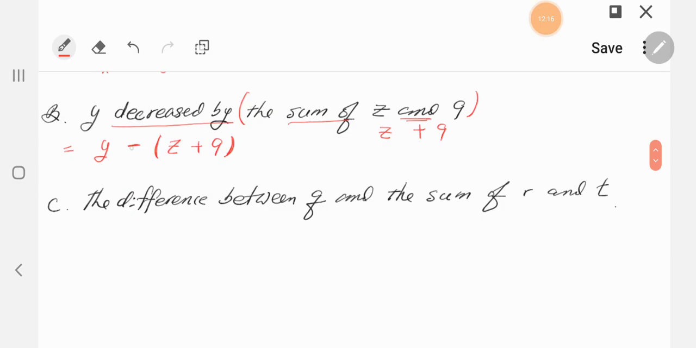You have to put parentheses always because this is minus, right? Minus something. If this something is one single number, then you don't need to put parentheses. But the second expression is another plus or minus. So make sure to protect this expression with parentheses. So y minus, parentheses, z plus 9.